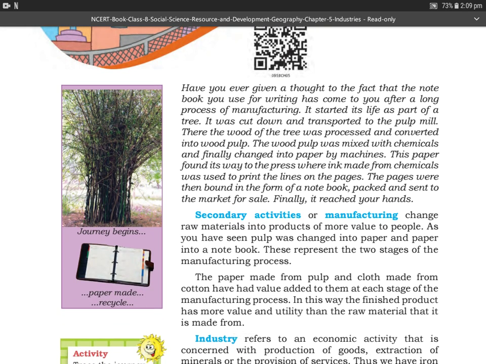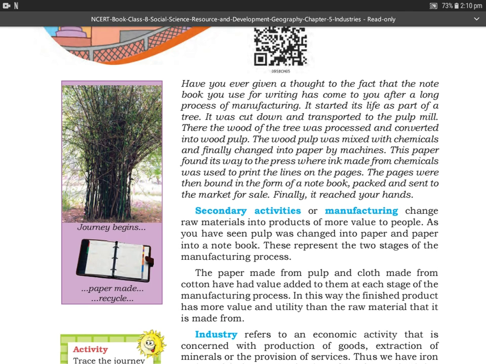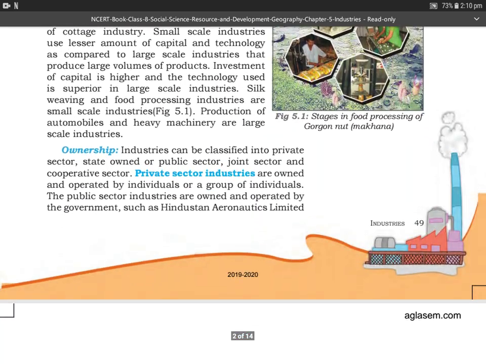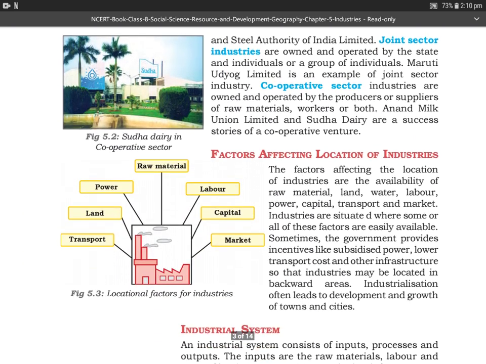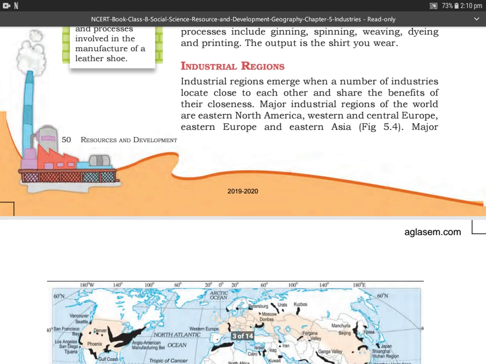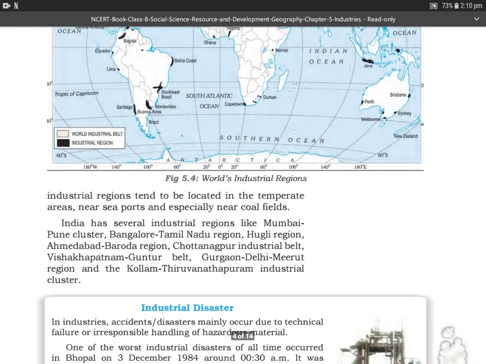First we started this chapter with the journey of paper. Then you learned about human activities divided into categories. Then you learned about primary, tertiary and secondary activities, and industry as a secondary activity. You also learned the meaning and classification of industries, and all the various types of industries. You learned the most important part, the location of industries, which covers the factors affecting location of industries, industrial system, and industrial region. These were the topics we have already completed.